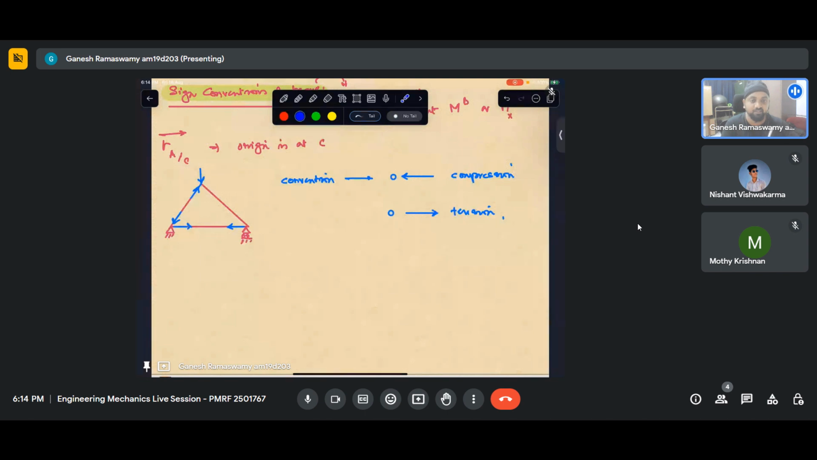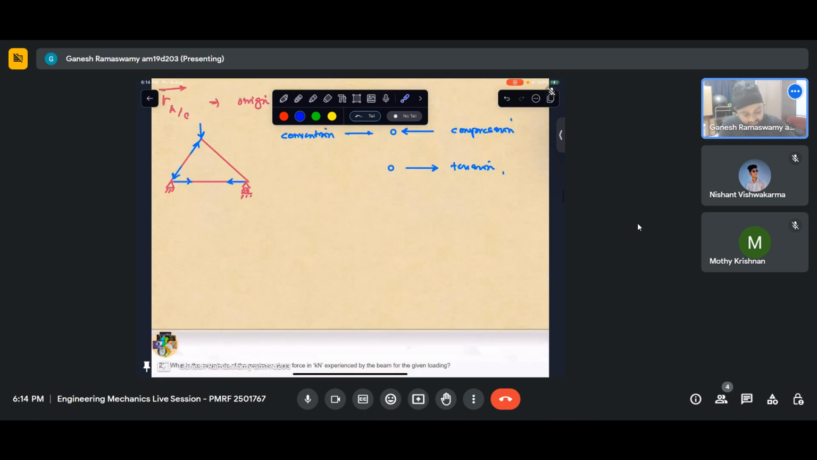That is, I had started out by considering the member to be in tension, but a negative answer would imply that it is indeed in compression. So this we have seen. Such conventions are very much prevalent in engineering, and these need to be accounted for so that people are easily able to interpret the results. Similarly, for beams also we have one convention.